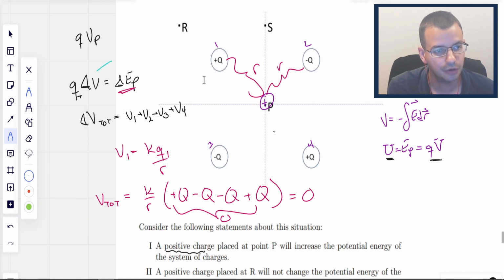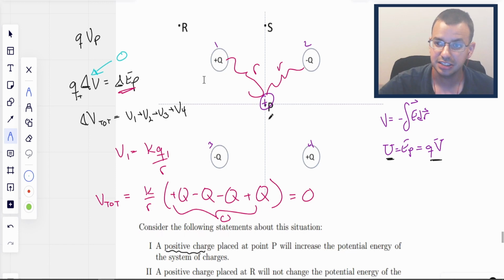because the change in voltage delta V is 0, because all of these add up to 0. So that's a big concept that's kind of thrown out there. The voltage at point P with respect to infinity is 0. Therefore, putting another point there is not going to change the energy of the system.